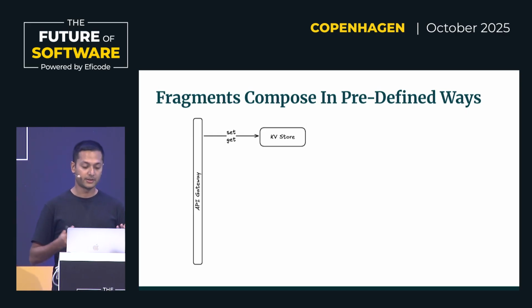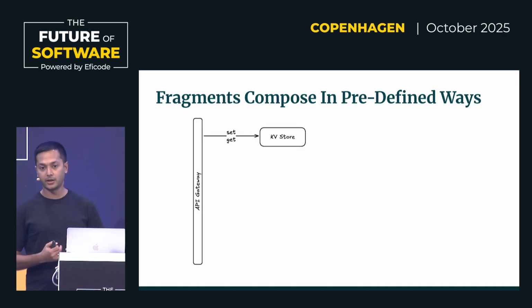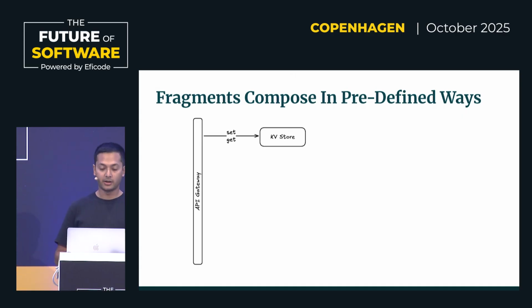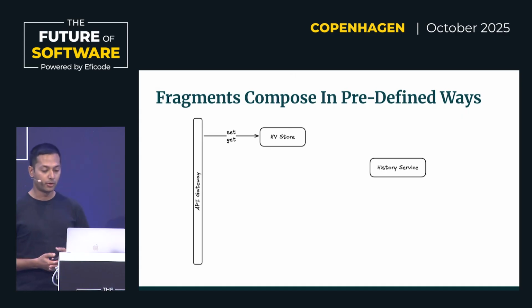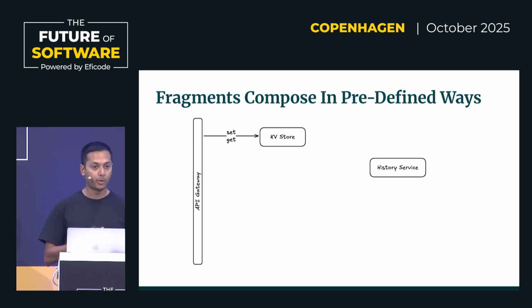A key-value store could be a simple hash map-like interface that has a get API and a set API. The get API returns a value for a key, set sets it. This is simple enough, but say we want to do something more. We don't just want to look up a key's value at the point in time. We want to look up all the historical values of the key.